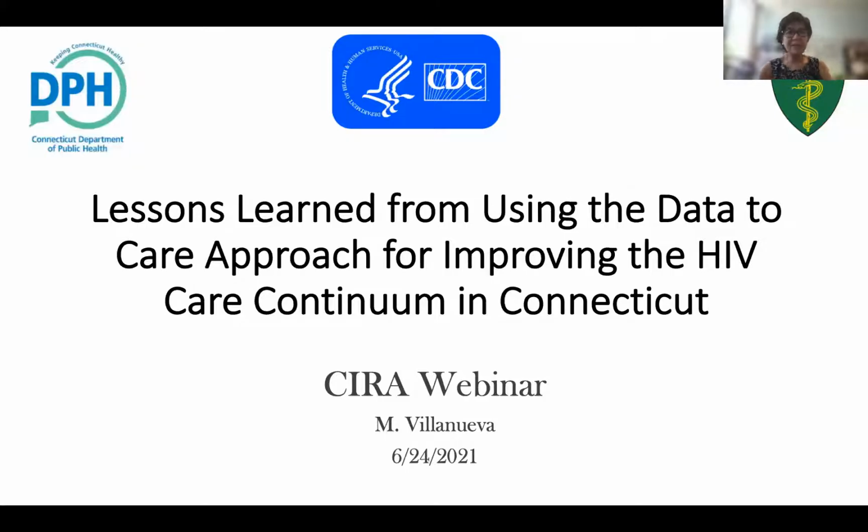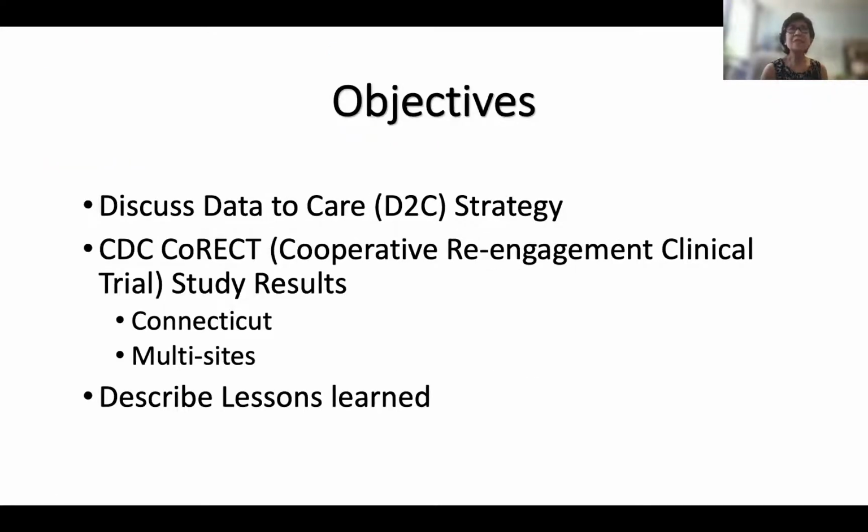There we go. Okay, so the title of my talk today is Lessons Learned from Using the Data to Care Approach for Improving the HIV Care Continuum in Connecticut. My objectives today are, for those who are not familiar with this strategy, to discuss the pillars of the strategy, to discuss our CDC grant, which was called the Cooperative Re-engagement Clinical Trial. I want to talk about our results here in Connecticut and our results from the multi-sites. And then finally, start to ponder what our lessons learned were.